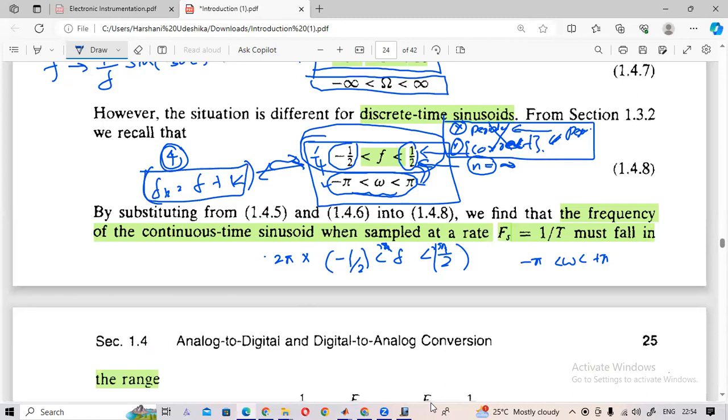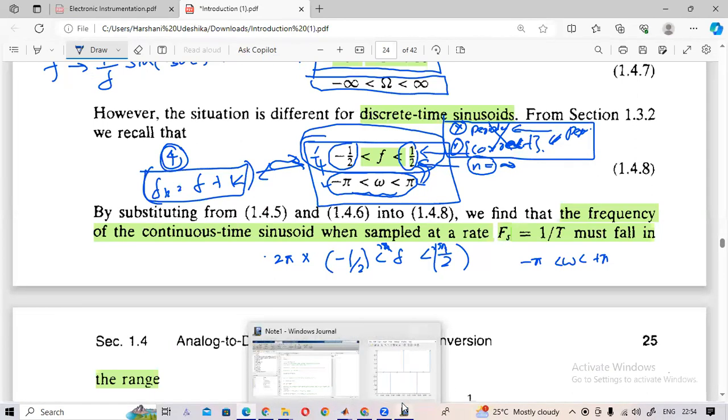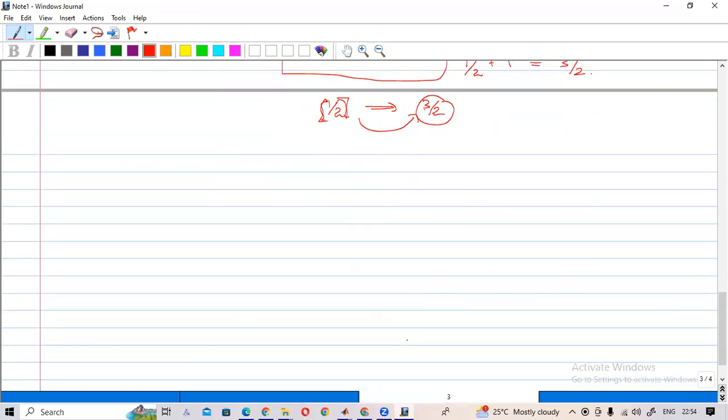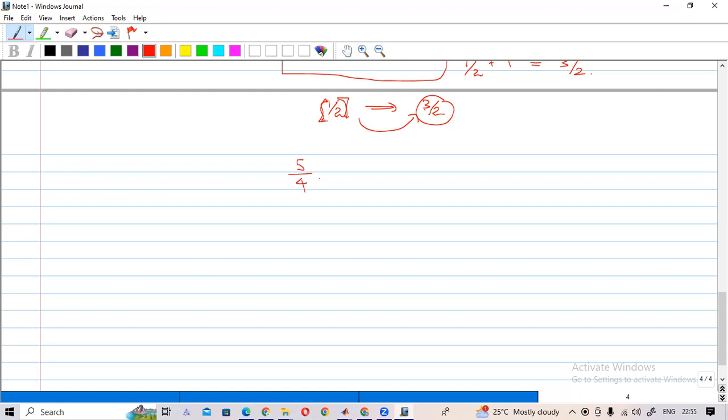For example, now we have 5 by 4. This is the frequency we get, 5 by 4. And we have a fundamental frequency, and this k can be any value. So if you consider this k is 2, that means 5 by 4 is equal to f plus 2. So f is equal to 5 by 4 minus 2.